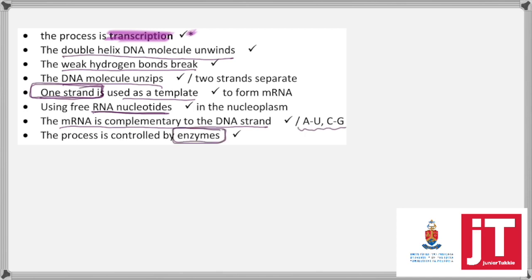Now, it is not so important for you to name the enzyme and its specific action, because if we make a small mistake there, we might not get full credit for what we write. So be super careful there. If you're not sure of the exact role of the enzyme in this process, rather just write enzymes generally. That the process is controlled by enzymes, and we're not losing marks because we're only asked to describe the process of transcription. We're not asked for the functions of each of the enzymes.